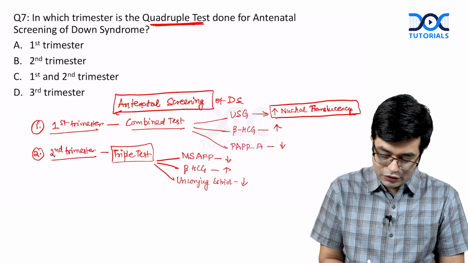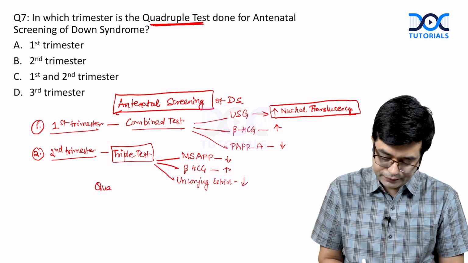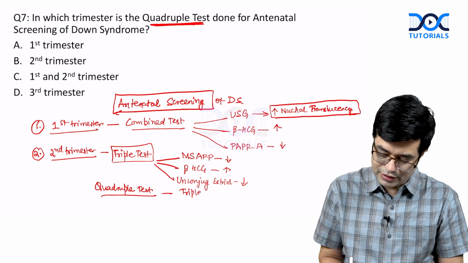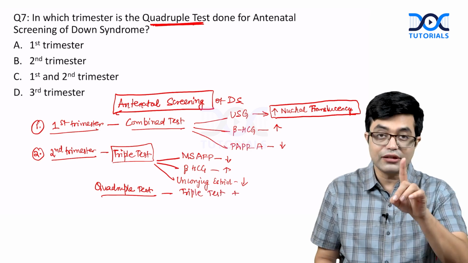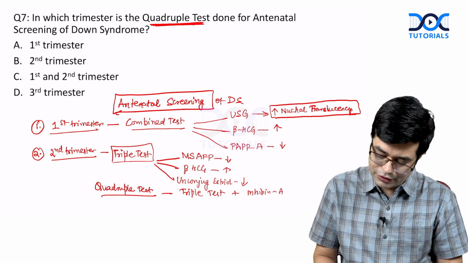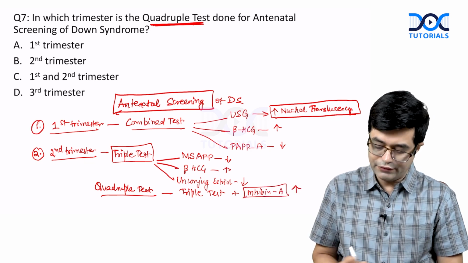And then we have the quadruple test. What is quadruple test? Quadruple test is the same as triple test, but you test for an additional thing known as inhibin A. And inhibin A in Down syndrome patients is found to be elevated.